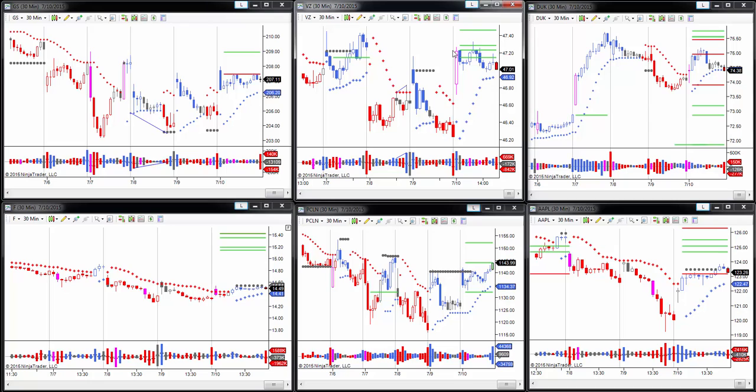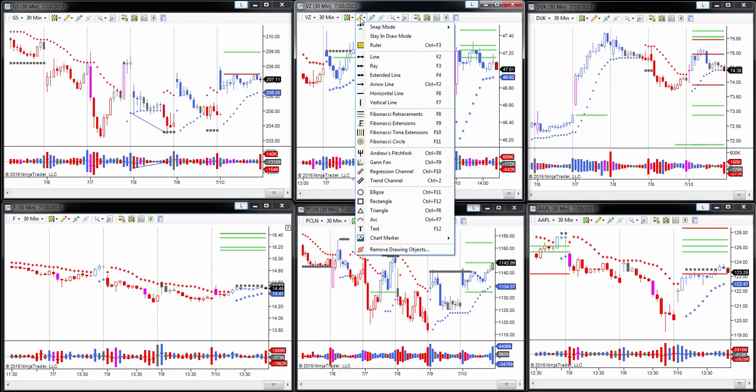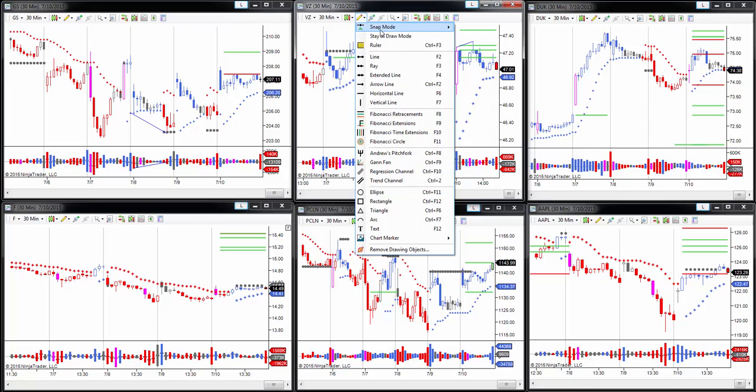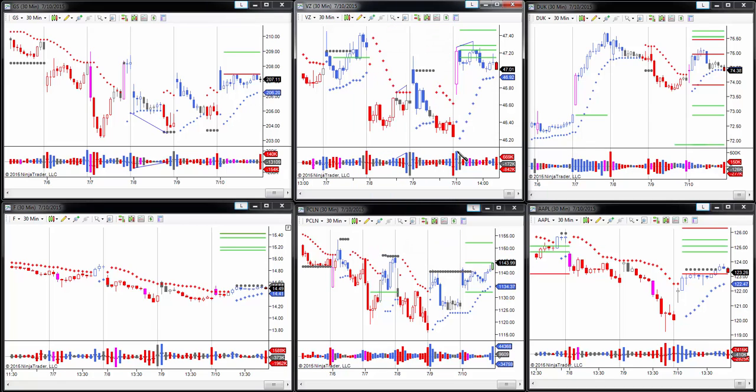Now, if you can look here, you can see that on Verizon, we're making higher highs right here, and the buyers are doing what? They are decreasing. Okay?